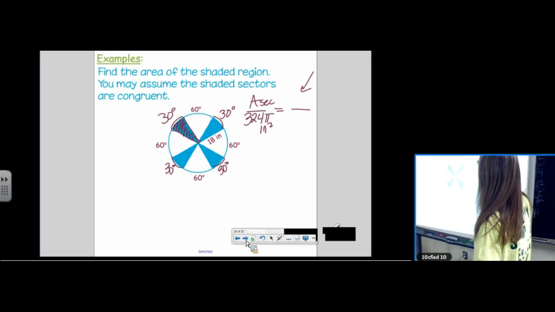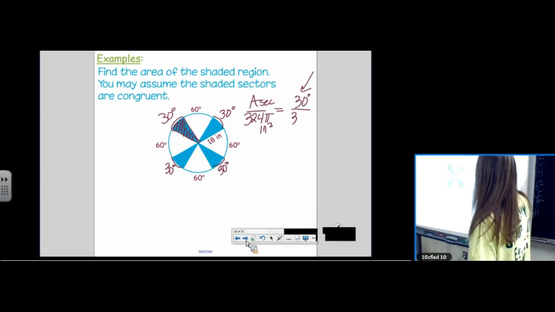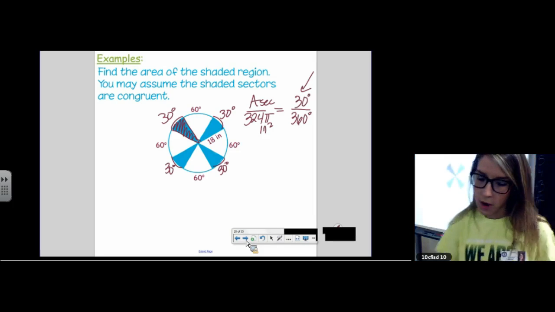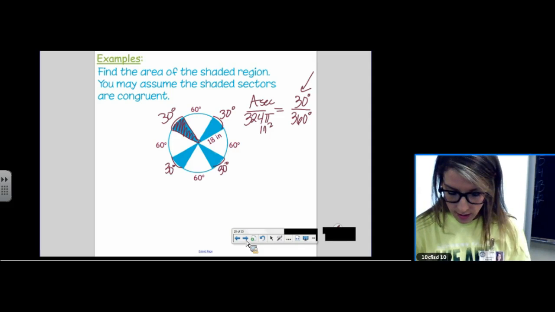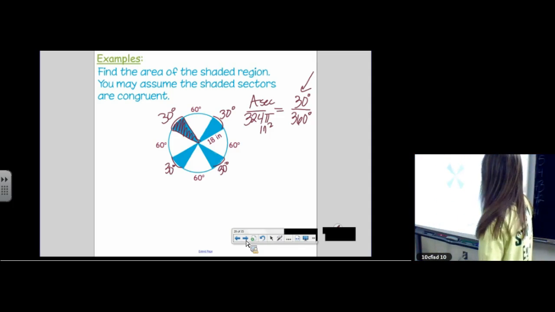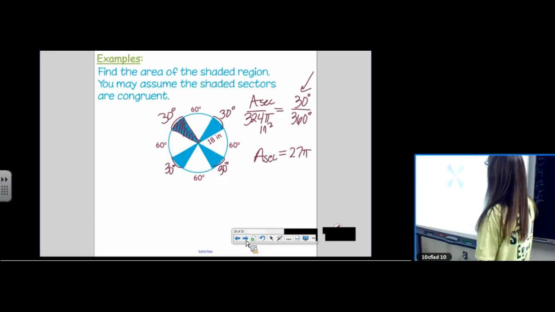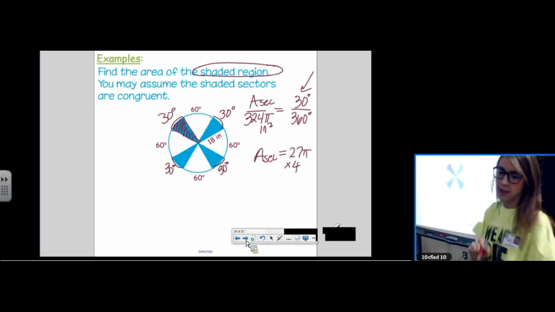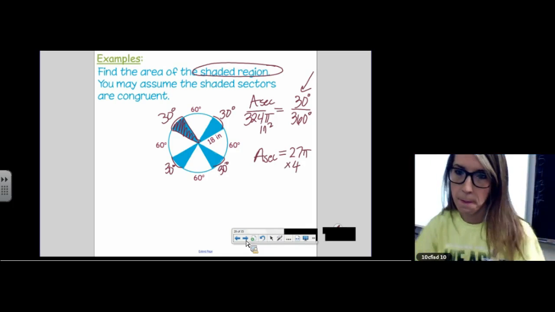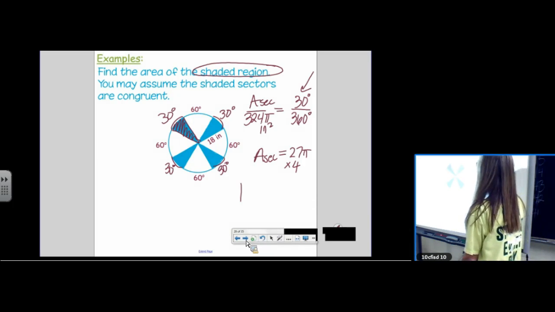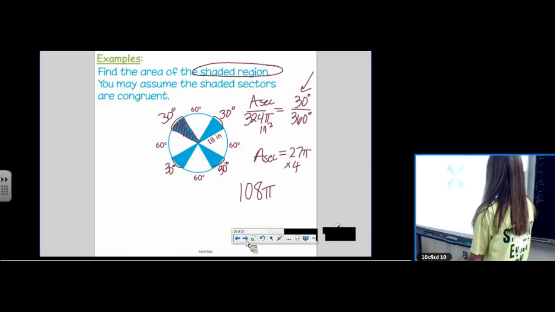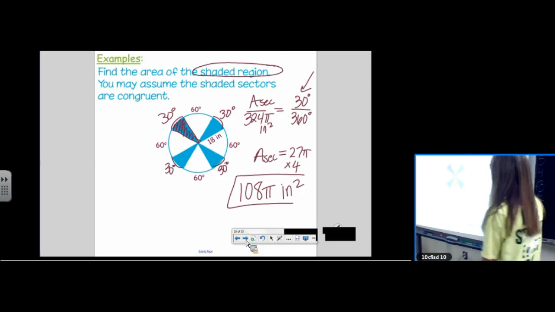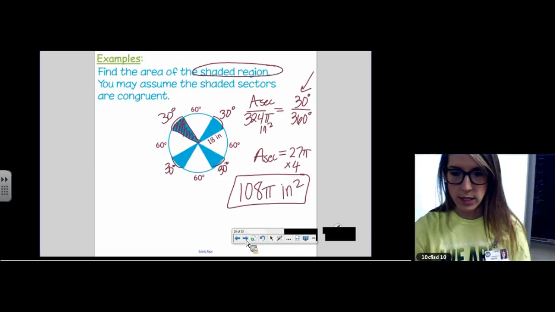A sec over A equals M over 360. Cross multiply, 324 times 30 divided by 360. The area of one sector is 27 pi, but I wanted to find the area of the shaded region, so I would multiply that times 4. It's not a real world problem. They're not really applying it to anything, so I'm going to go with 108 pi square inches.